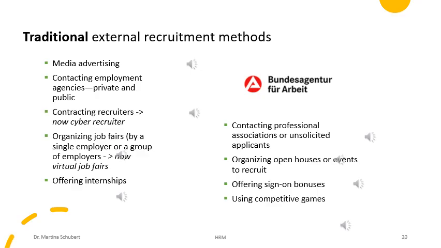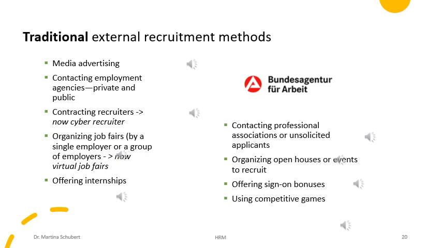Internships are also a recruitment method where students are placed in a temporary job. There are no obligations linked to it, but it's an opportunity to get to know a company, and the company gets to know the intern. It's also an opportunity to bridge the gap from theory to practice.